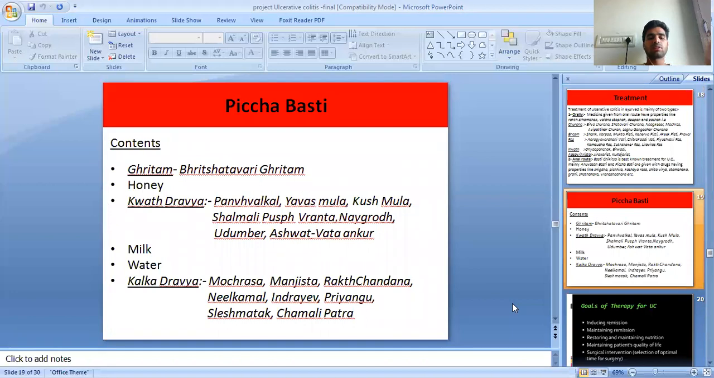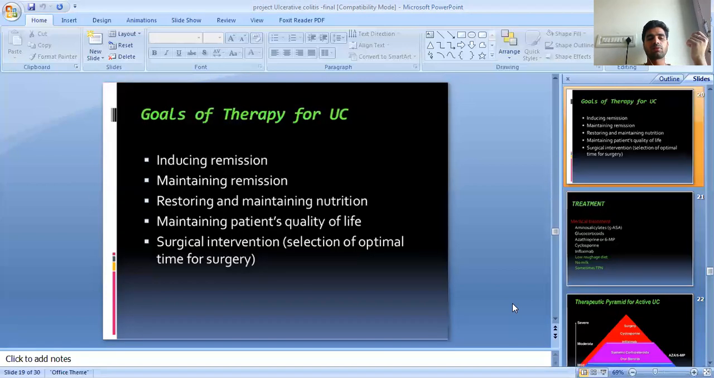Pichabasti contains ghrita, ghrita, honey, kwatha, ghrita, rasatavre ghrita, honey, kwatha dravya. These are the kwatha dravya, and milk, water, and kalka dravya.